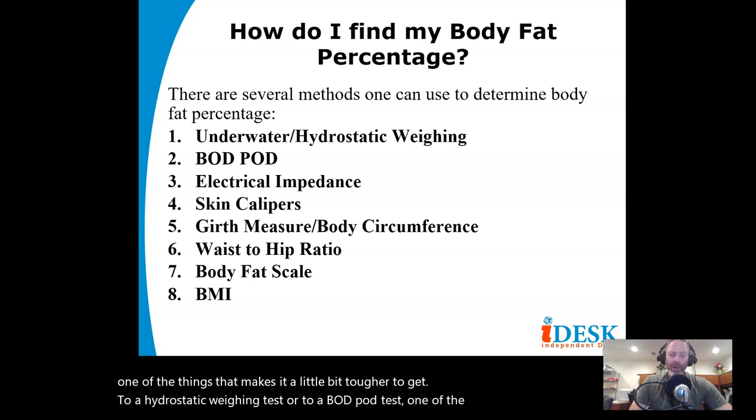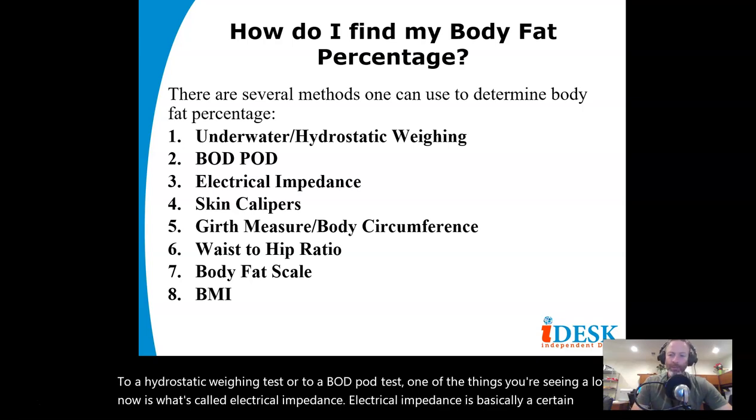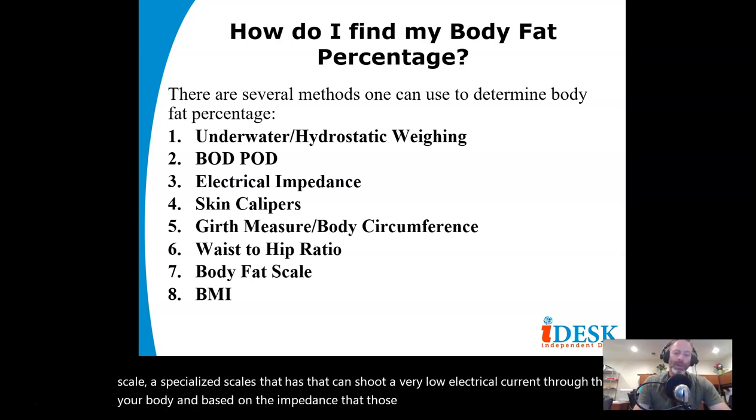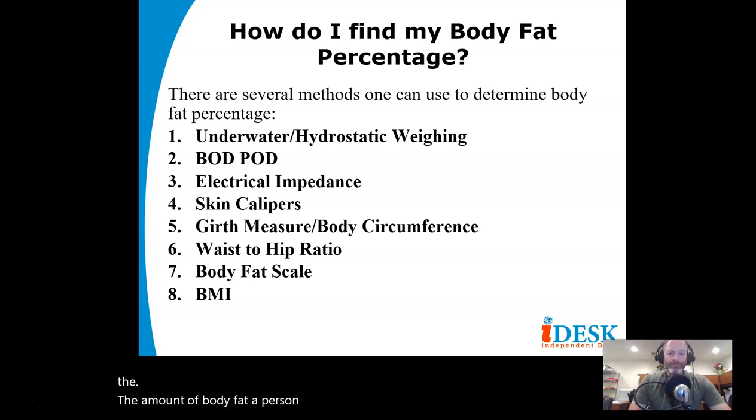One of the things you're seeing a lot more now is what's called electrical impedance. Electrical impedance is basically a specialized scale that can shoot a very low electrical current through your body, and based on the impedance those electrical signals run into, it can calculate the amount of body fat a person has in their body.